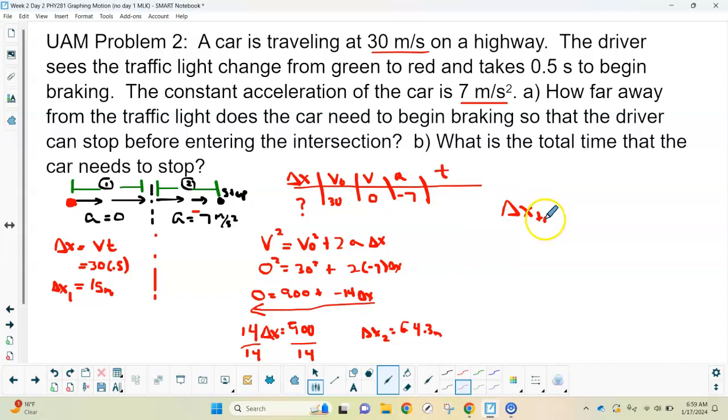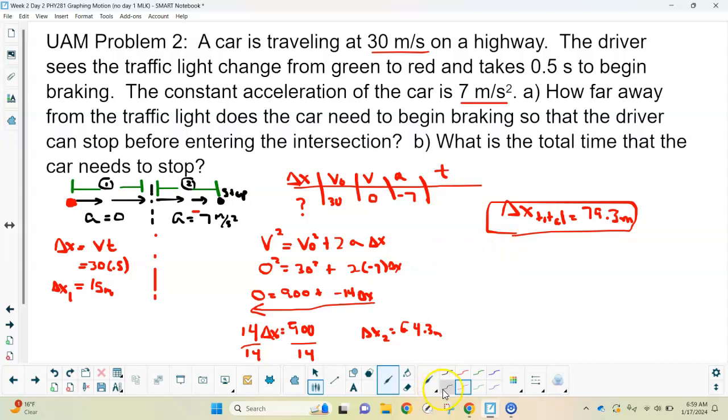So we're going to add the 2 sections together, and delta x total for the whole time when it's traveling for reacting and then braking is, if you add 15 and 64.3, 79.3. So 79.3 meters is the total amount of space that the car needs to slow down and stop.